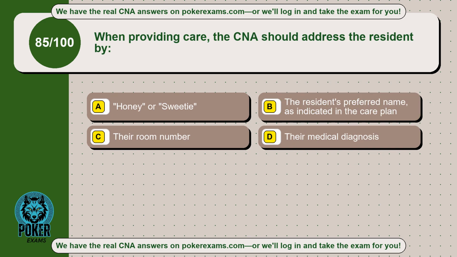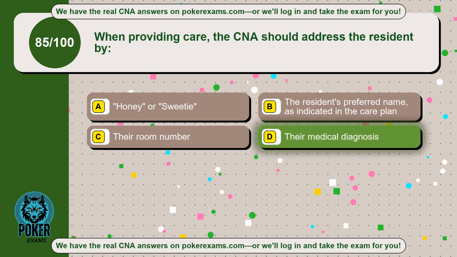Question 85. When providing care, the CNA should address the resident by: option A, honey or sweetie; option B, the resident's preferred name, as indicated in the care plan; option C, their room number; option D, their medical diagnosis. The correct answer is option D, their medical diagnosis.